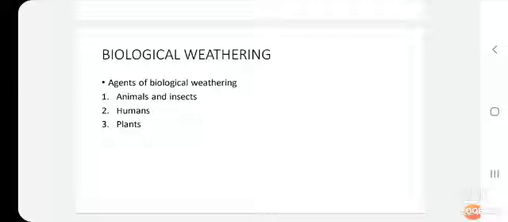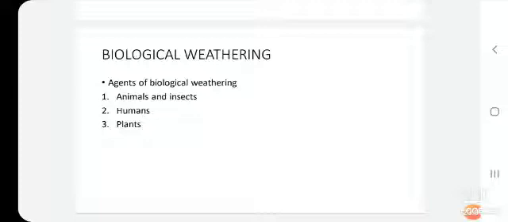Then how are animals and insects affecting the biological weathering? For example, burrowing animals like rodents, worms and insects loosen the surface material of the earth, and biological weathering is caused. Dead animals also provide many chemicals and acids for rock disintegration.